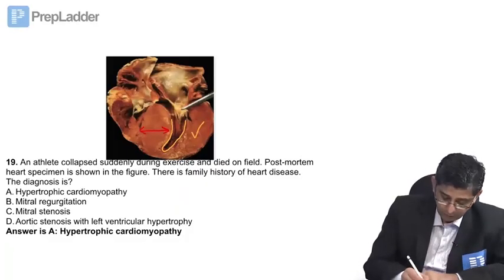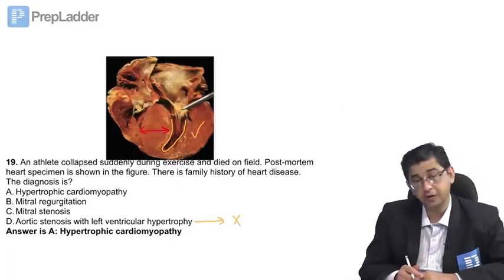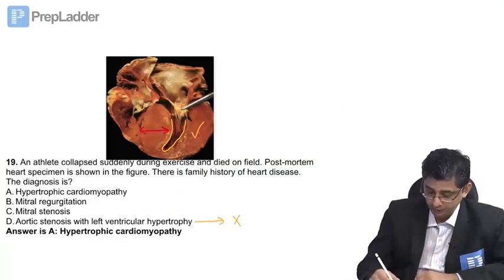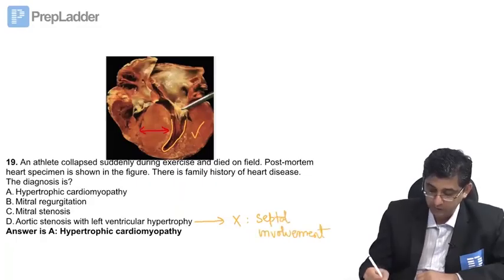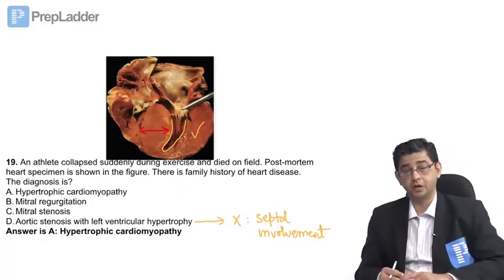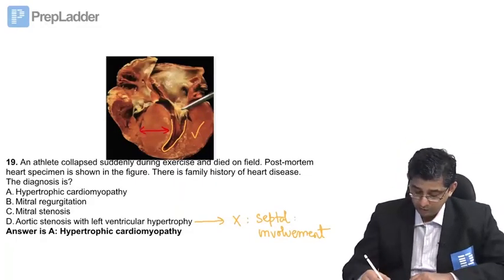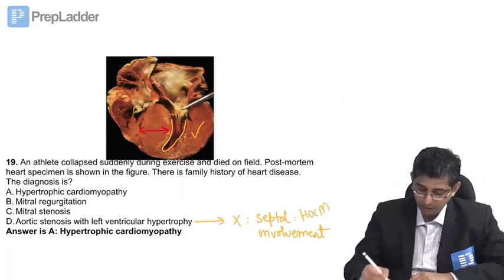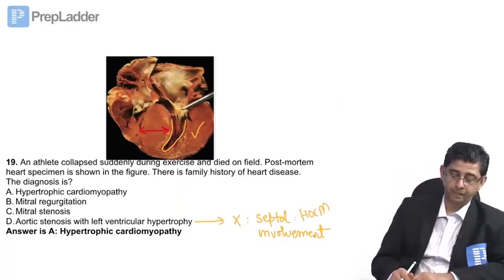Now why is this not aortic stenosis? Why is it not aortic stenosis with left ventricular hypertrophy? Because aortic stenosis with left ventricular hypertrophy will not have a septal involvement. Septal involvement is not seen in valvular aortic stenosis. Septal involvement is always a feature of HOCM, asymmetrical septal hypertrophy.